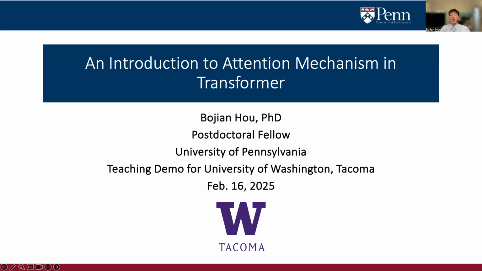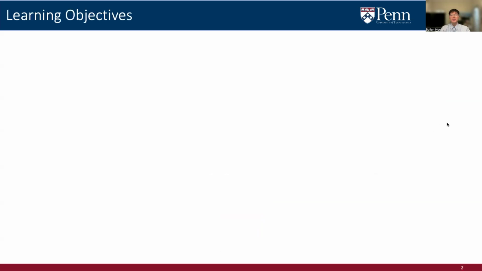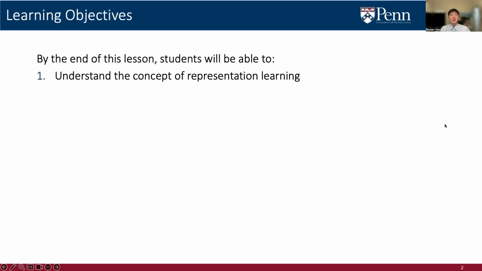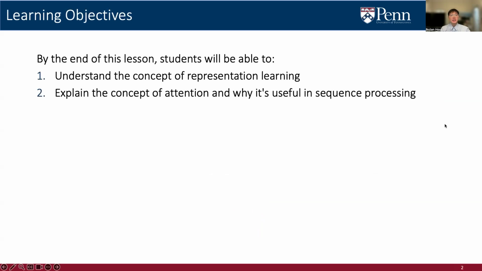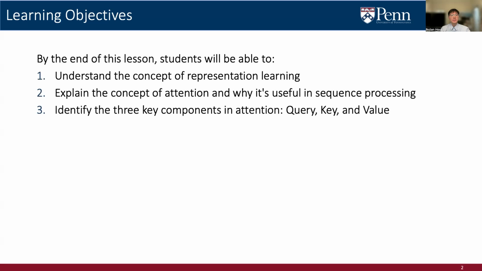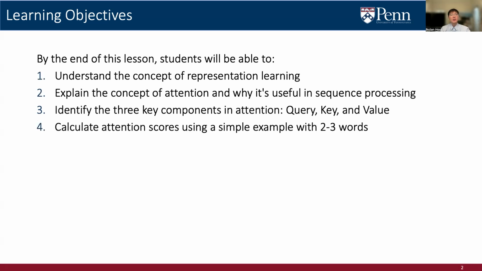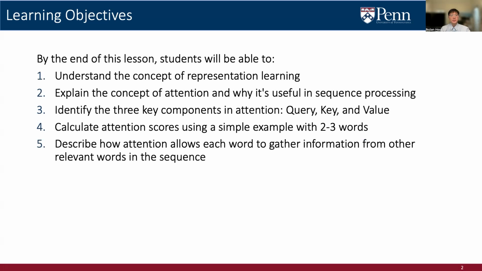In this teaching demo, I'm very excited to introduce the attention mechanism in Transformer. By the end of this lesson, students will be able to understand the concept of representation learning, explain the concept of attention, and why it's useful in sequence processing. Identify the three key components in attention, which are query, key, and value. Calculate attention scores using a simple example with 2 to 3 words. Describe how attention allows each word to gather information from other relevant words in the sequence.